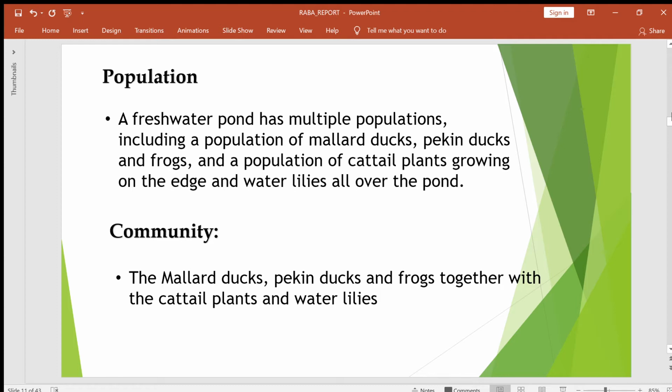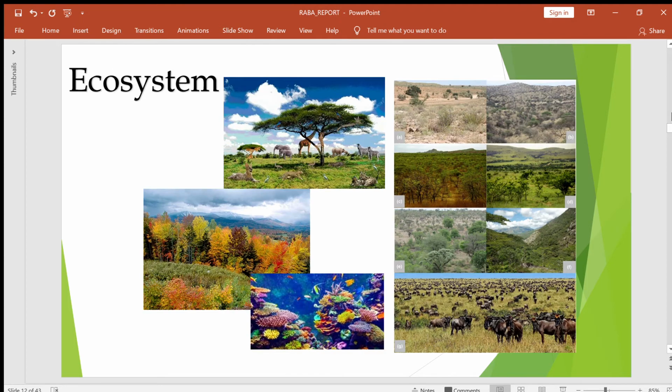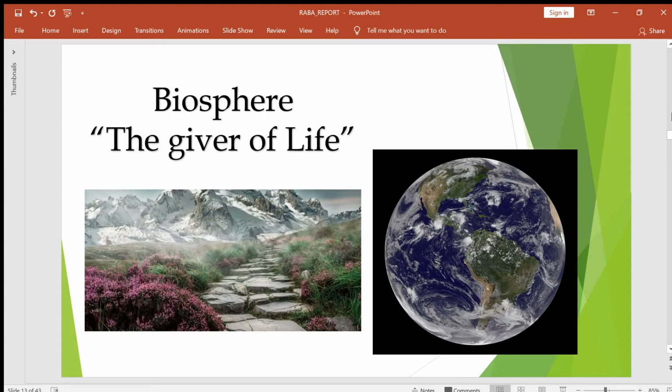Now, let's go to ecosystem. An ecosystem is built up of communities of different species interacting with one another and with their non-living environment of matter and energy. Moreover, an ecosystem is the home of species, where they can find shelter and food and can grow their population to avoid extinction. Lastly, the global ecosystem is composed of living organisms and non-living factors from which they derive energy and nutrients.